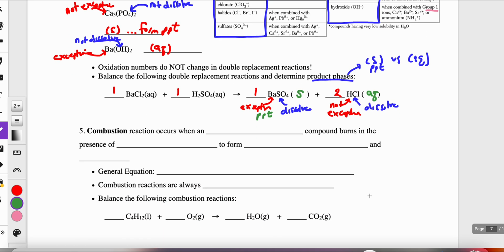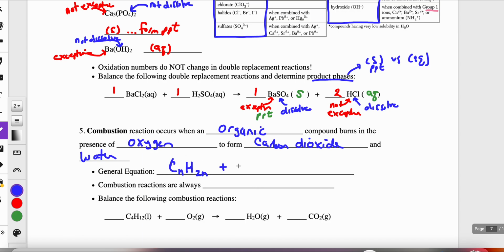The last type of reaction we're going to look at is the combustion reaction. A combustion reaction occurs when an organic compound burns in the presence of oxygen to form carbon dioxide and water. So for a general equation, I'm going to represent an organic compound. Its formula will start with carbon. N just represents the subscript. It'll immediately be followed by hydrogen. I'm going to say that its subscript is 2N.